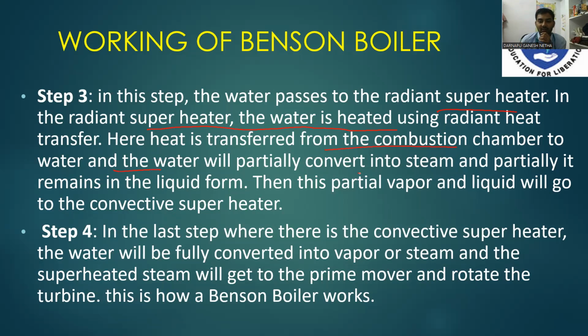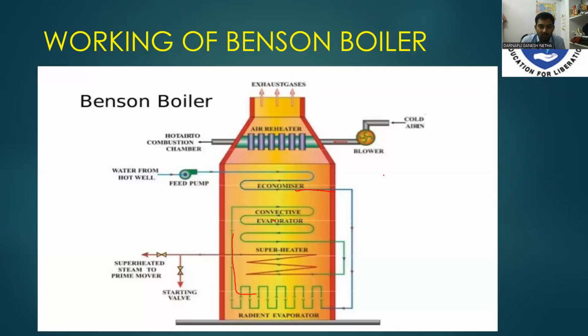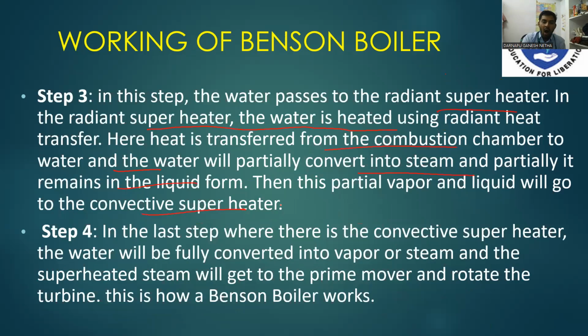It will be partially converted into steam and partially remain in liquid form. Then the partial vapor and liquid go to the convective superheater. In the last step, in the convective superheater, the water will be fully converted into vapor or steam, and the heated steam will go to the prime mover and rotate the turbine blades.